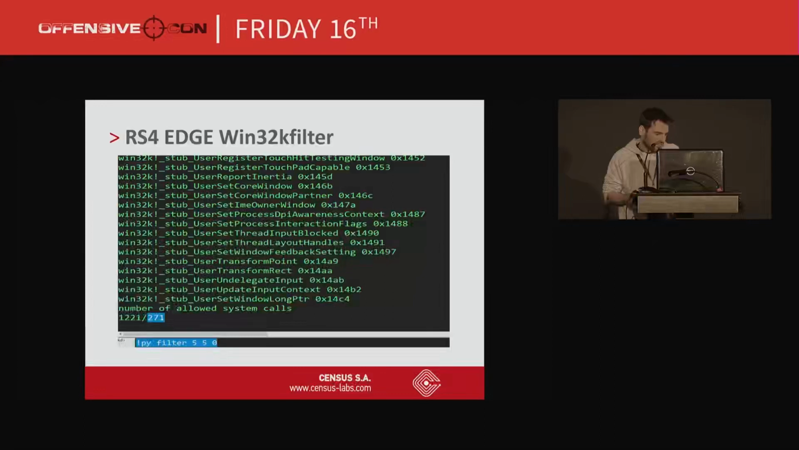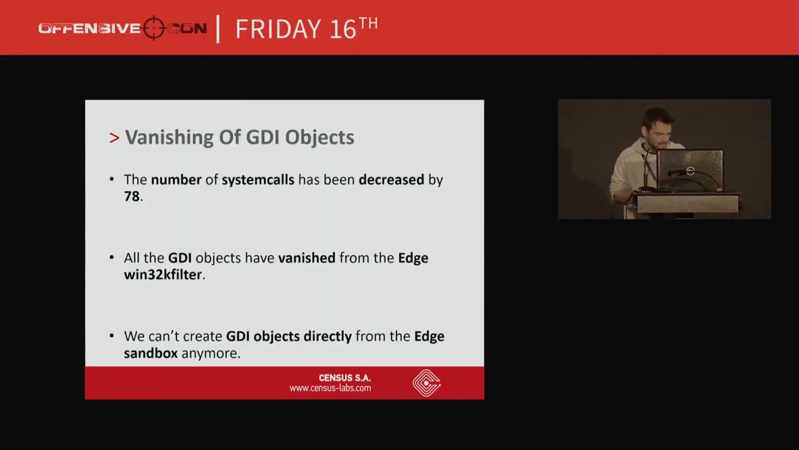So by executing the same script with the same arguments, we get that there are 271 system calls. So the number of system calls has been decreased by 78 in RS4. And all the GDI objects have vanished from the Edge Win32k filter, which means that we can't create any more GDI objects directly from the Edge sandbox.